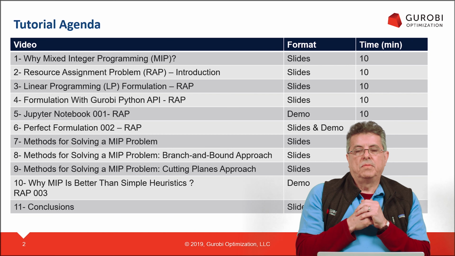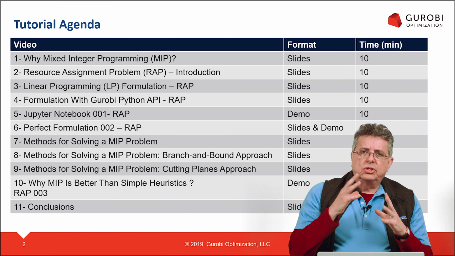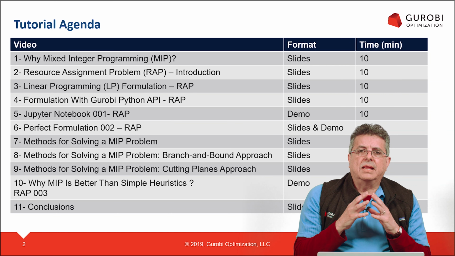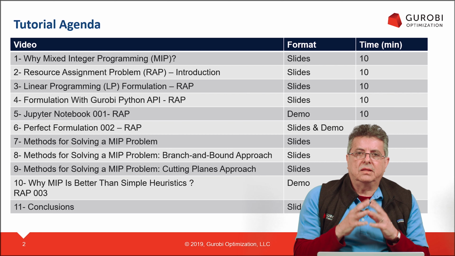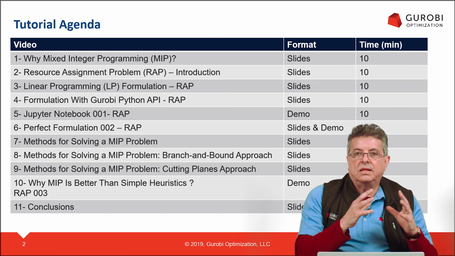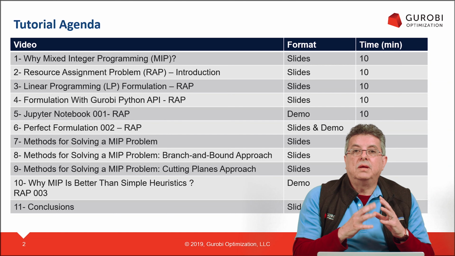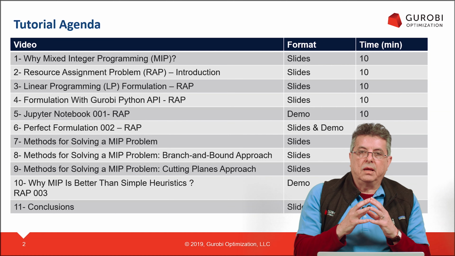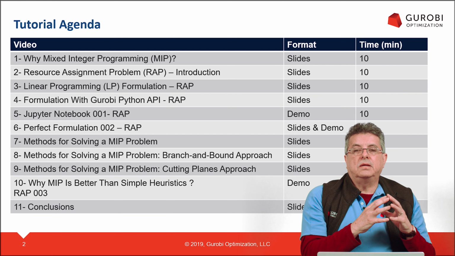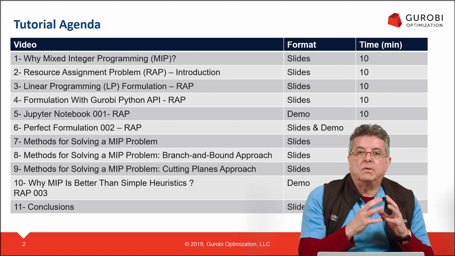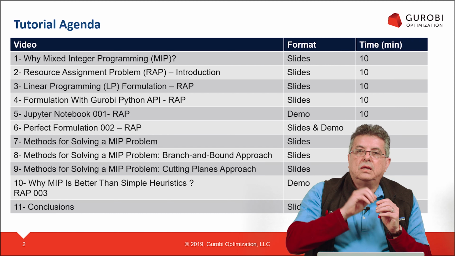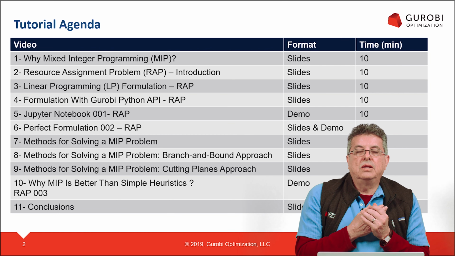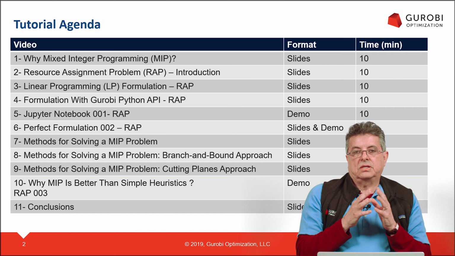In the sixth video, what we are going to do is to discuss certain characteristics of the resource assignment problem that make this problem very special, and that's why we say that the resource assignment problem is a perfect formulation. Why? Because by using linear programming, because of these specific characteristics of the resource assignment problem, you can always get integer solutions. However, most of the linear programming problems, they don't have these characteristics.